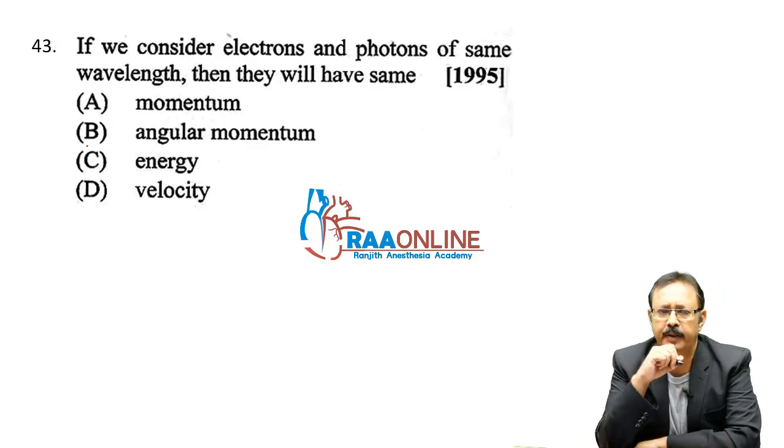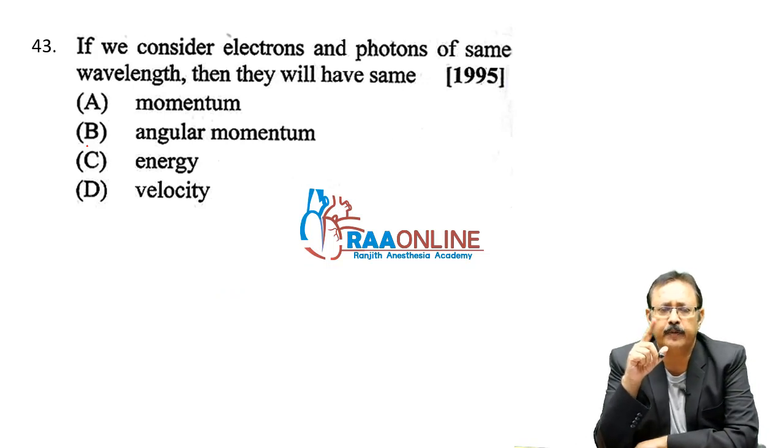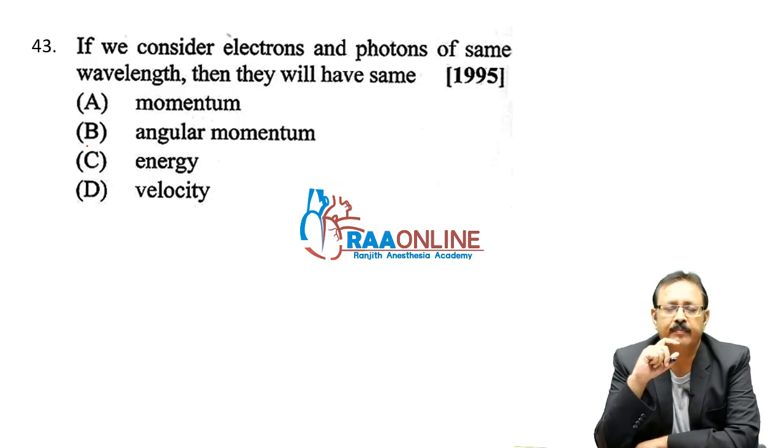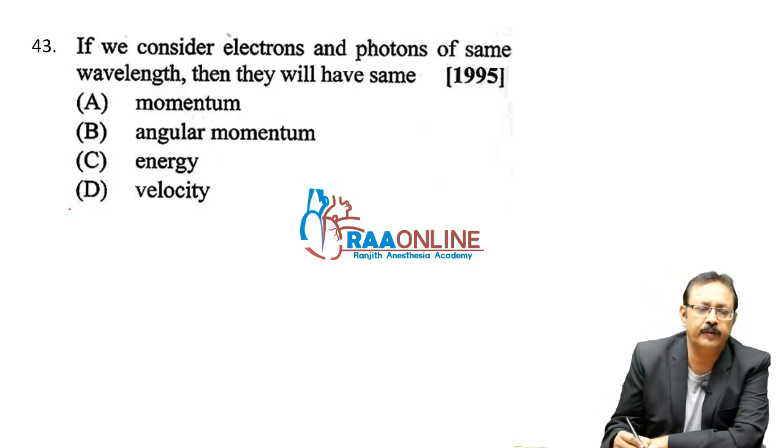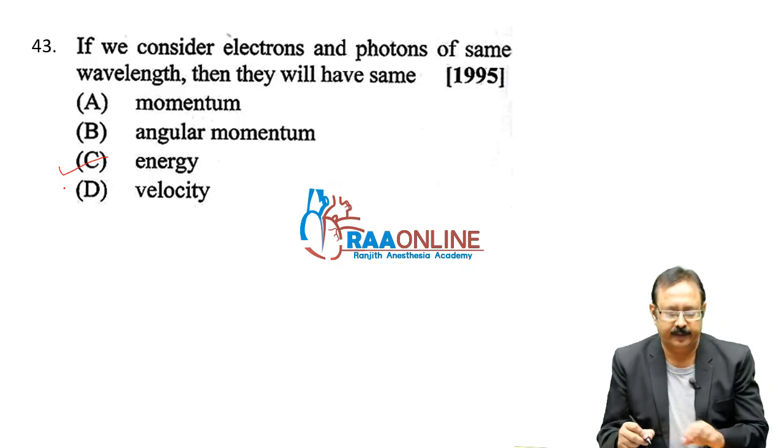1995 AIPMT. If we consider an electron and a photon of the same wavelength, then they will have the same. You know that energy is hc by lambda. h and c are constant for all particles. So we will go with C.